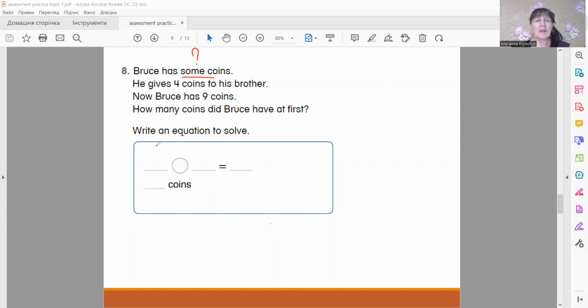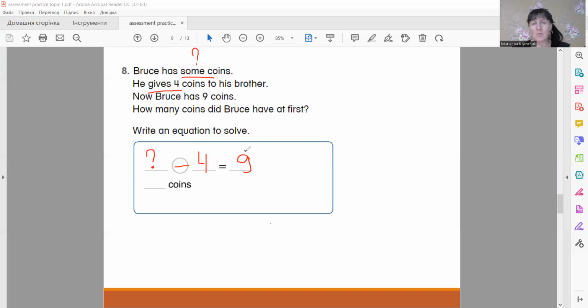Okay, so he has some coins. We don't know how many. Then he gives 4 coins to his brother. Give means minus, we know this. We give 4 to the brother. Now he has 9 coins. Okay, how many coins does he have at first? And this is how we are solving. If the first number is missing, all the time, just remember that, we just go back and do addition.